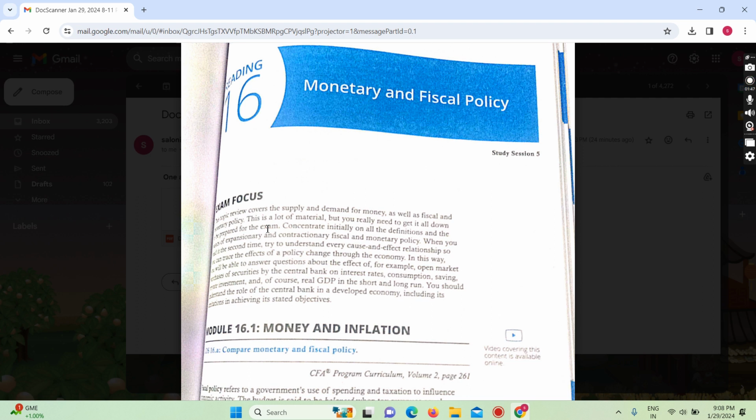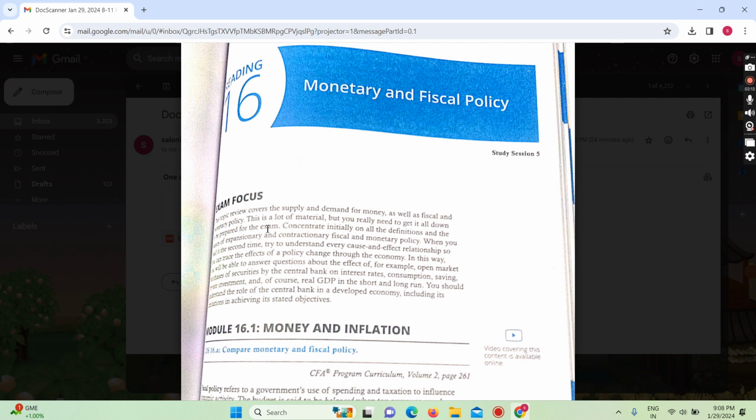When you read it the second time, try to understand every cause and effect relationship so you can trace the effects of a policy change through the economy. In this way, you will be able to answer the question about the effect of, for example, the open market purchase of securities by the central bank on interest rate, consumption, saving, private investments, and of course the real GDP in the short and the long run.